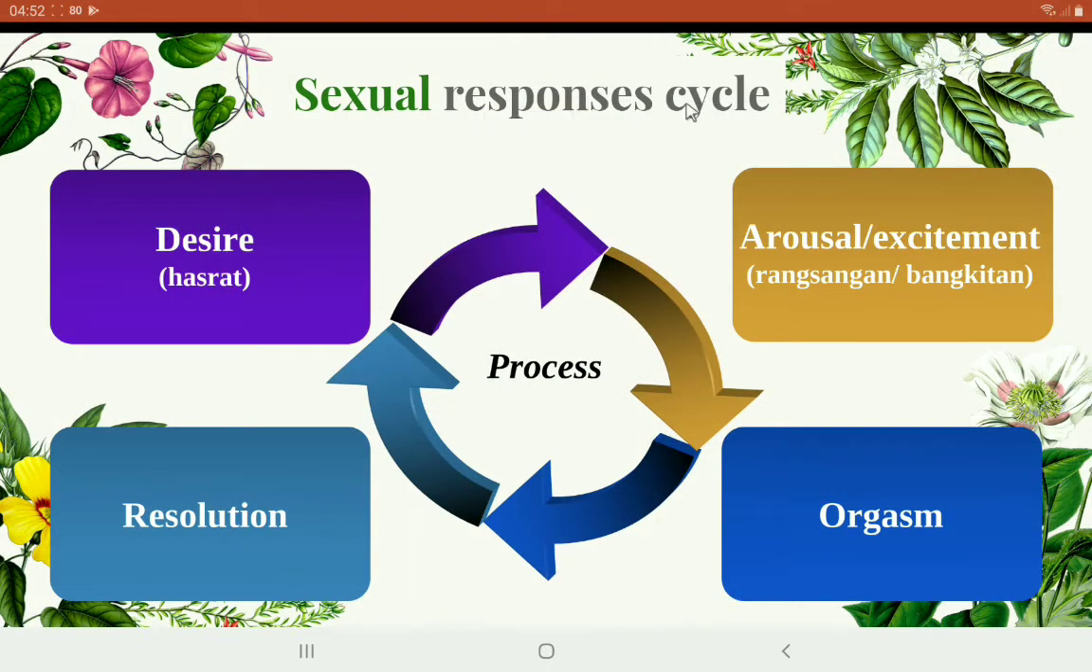This is the sexual response cycle. The first is the desire phase, or in Indonesia we call it hasrat, and then arousal or excitement, in Indonesia we call it rangsangan or bangkitan, and then the orgasm phase, and the last is the resolution phase.